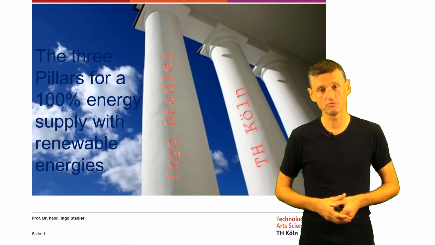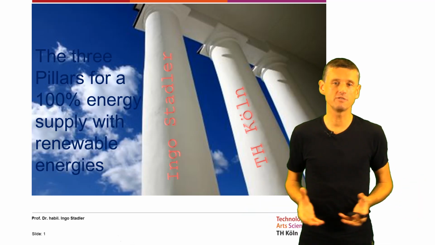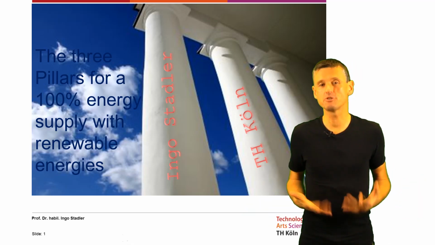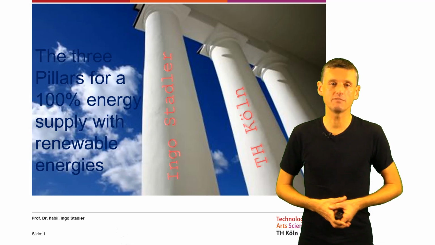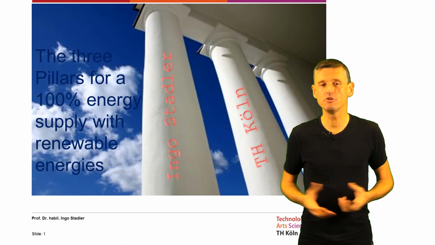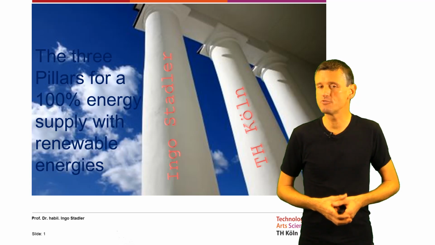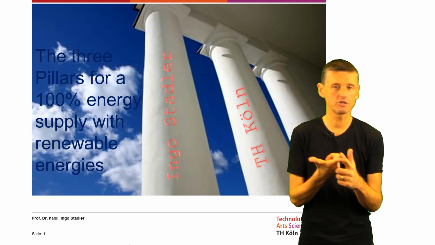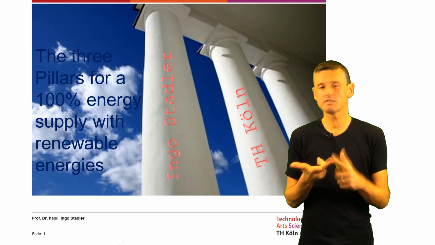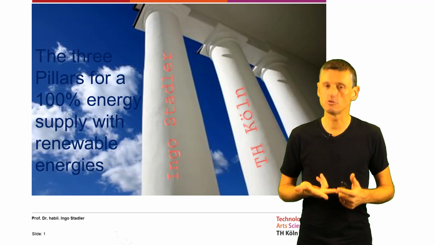Hello and welcome to the last part of this introductory section to our energy storage course on the 3 pillars for 100% energy supply with renewable energy. We already had been talking about the first 2 pillars, and one was storage, the other overproduction. And now we are discussing the role of having just more grid solution.